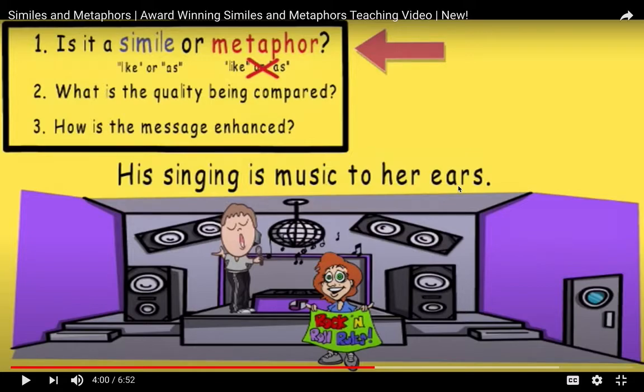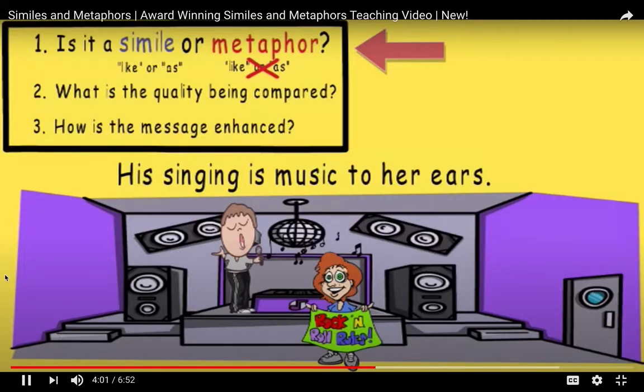Okay, if you were to say metaphor, you are correct. This is a metaphor because it is not using the words like or as. You don't see any word like or as in here. And it's comparing two different things. So it's comparing singing to music. So it's saying that his singing is music to her ears, basically saying that he's a really good singer. It's beautiful. It's music to her ears. She's happy when she hears it because music typically evokes happiness.